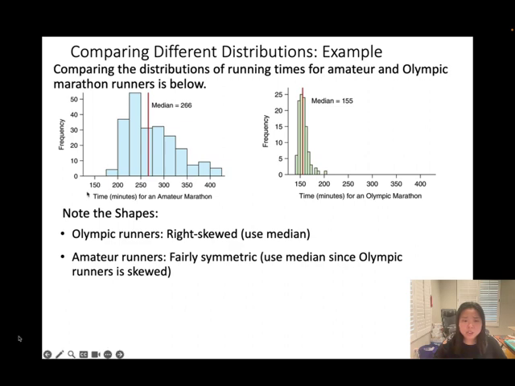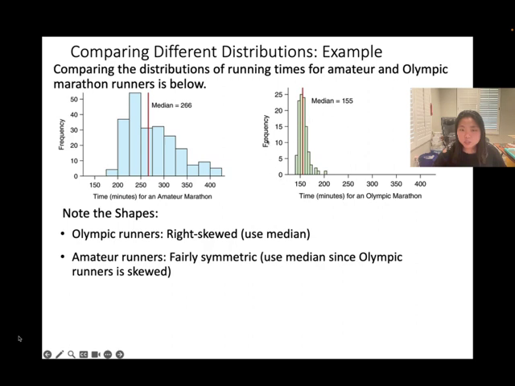They say the amateur runners are fairly symmetric. Okay, but for me, this one is not really symmetric, right? It looks like it has a long tail. Okay, even if we assume this is symmetric, we still use the median because for this other distribution, it is skewed.